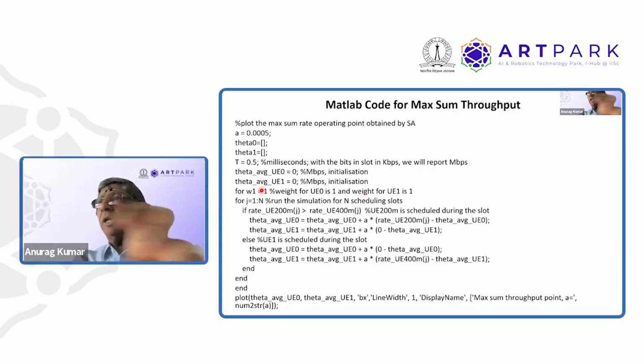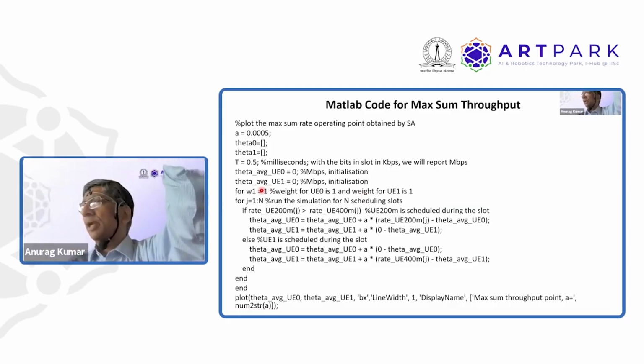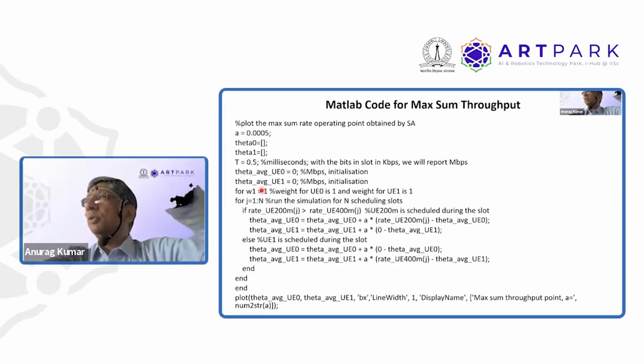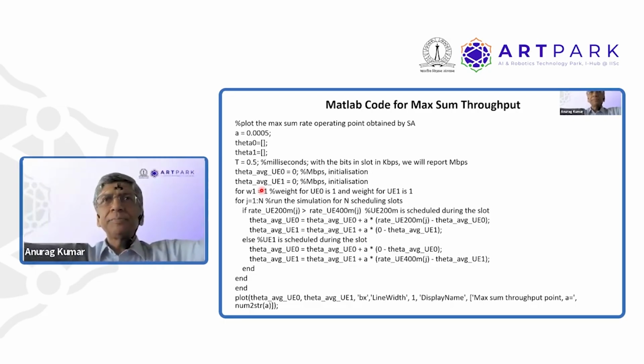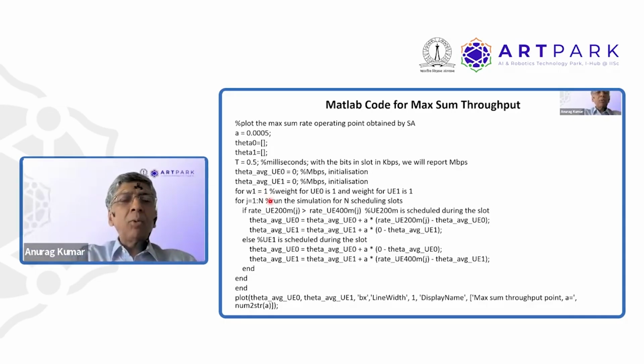Okay. In my code, you will find that W0 is always equal to 1 because you can always pull the W0 out. It's a common number. And W1 is something else. Okay. So W0 is always equal to 1. W1 here is equal to 1 because they're equal weights.